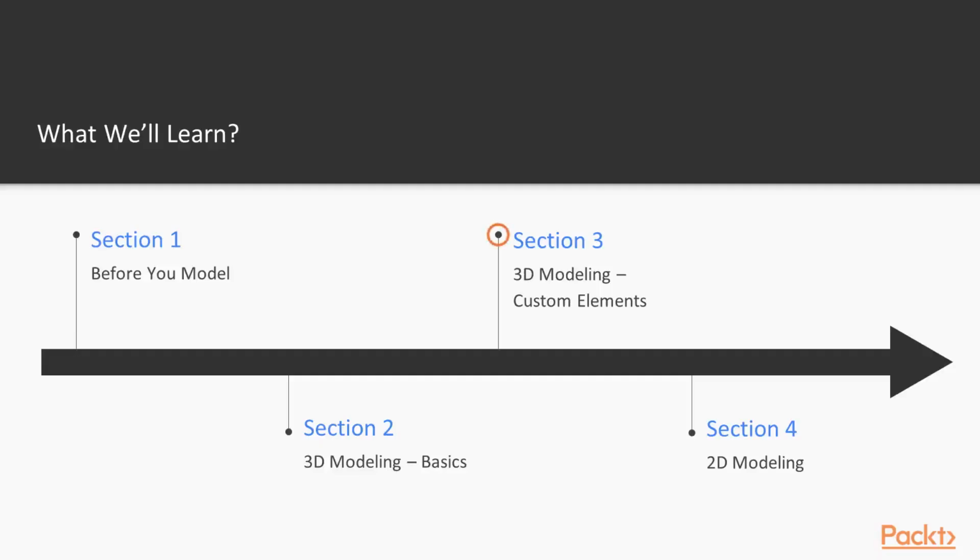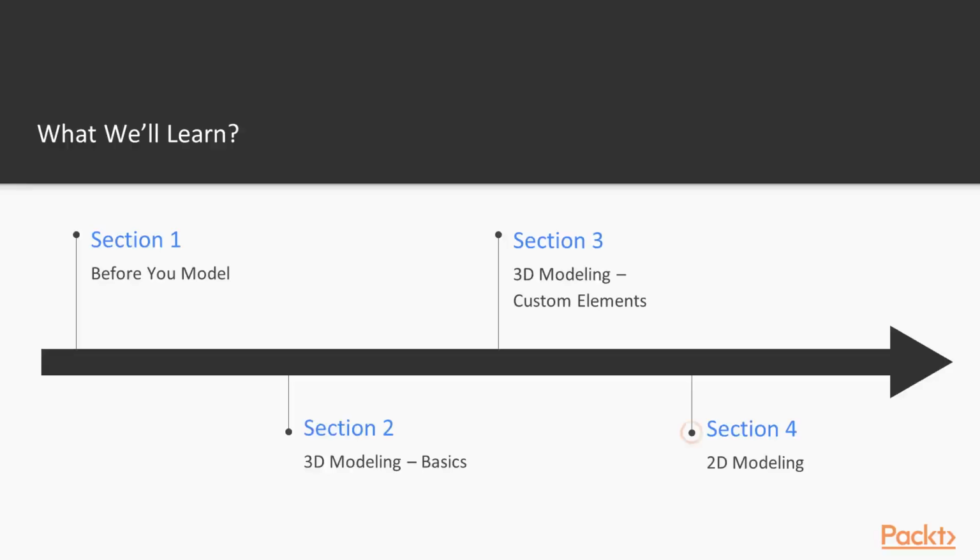And then section 3, we'll be talking about custom elements. So those things that really take your model to the next level and make your model unique from everything else. In section 4, we'll be talking about 2D modeling. So all of those things that build out the model a little bit more into the more intricate details, be that just two-dimensional line work or two-dimensional elements that you can utilize in wall sections and building sections.